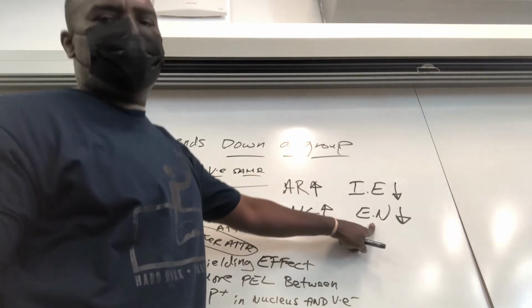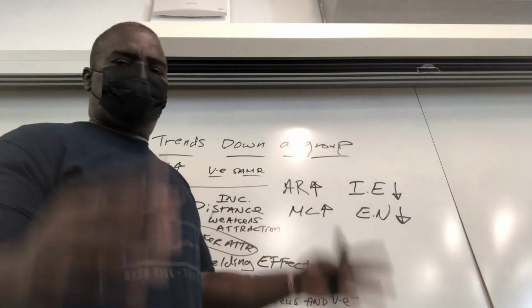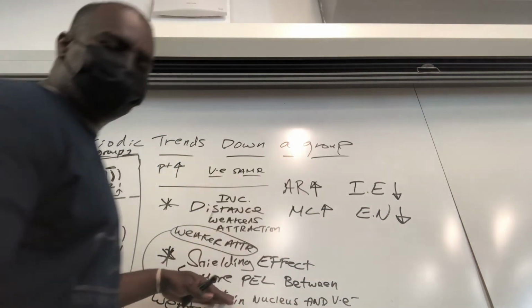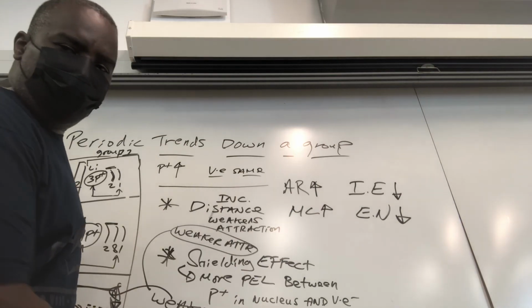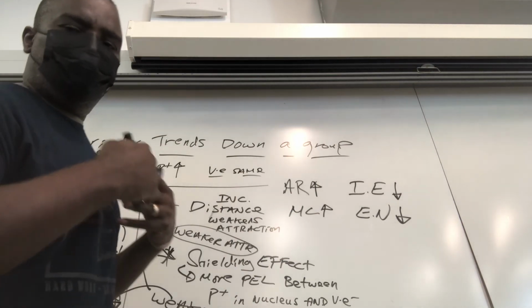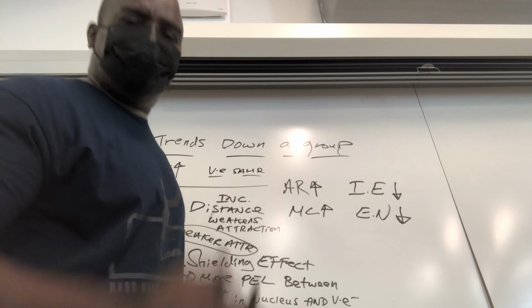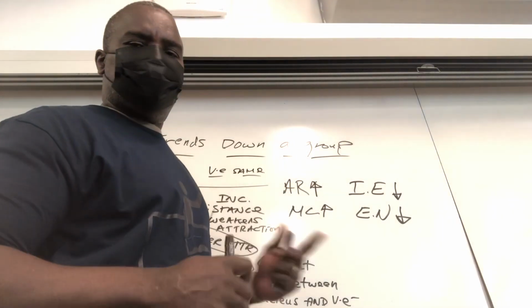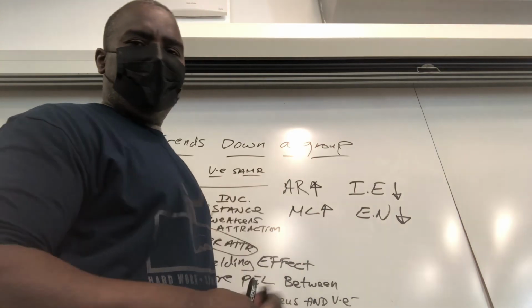The electronegativity also decreases. Why? Because of shielding and increased distance. The guys that are lower in the group have weakened attraction and are not able to attract electrons toward themselves as much as something that's higher in the group.